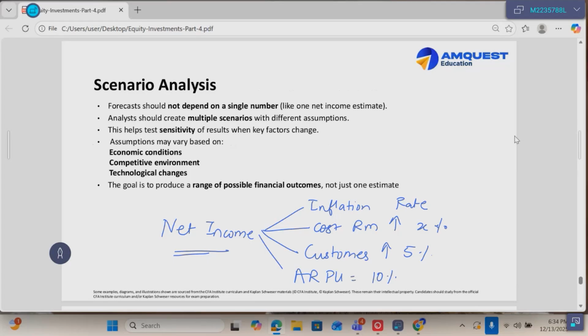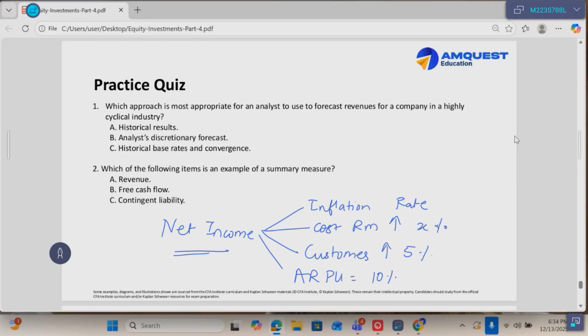We are taking multiple situations. We are going to take base case, best case, and worst case situation. And we'll find out how much this impacts my net income. So here's a question. I'll give you a couple of minutes to think for the answer.